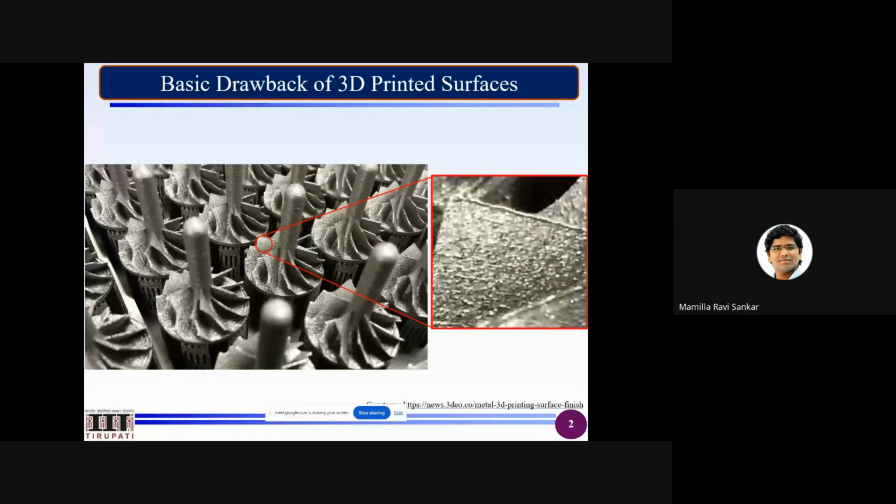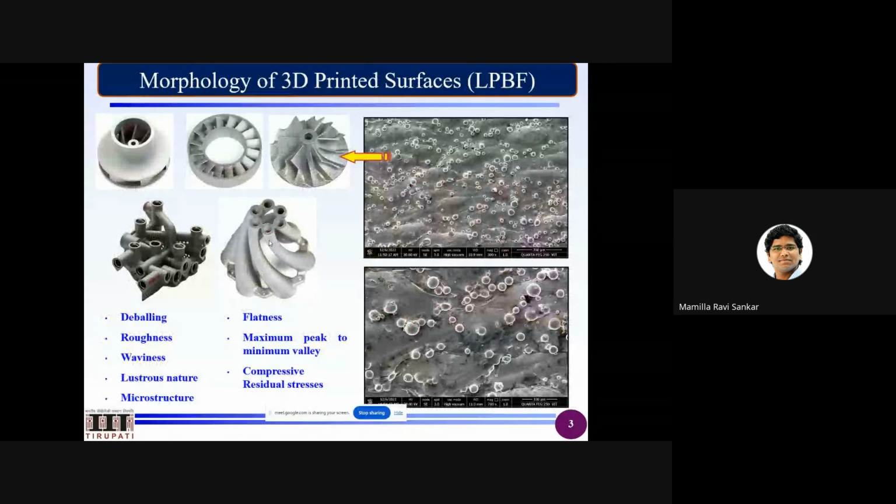Whenever you see additive manufacturing components, this is the basic problem when you 3D print by powder bed fusion or wire-based WAAM or DED or DMD, whatever you mean to say. Whether it is electron beam melting or laser beam melting, the surface roughness is very, very high. So mere 3D printing is not a complete solution actually. You need to do the post finishing of these particular things. That is our core expertise.